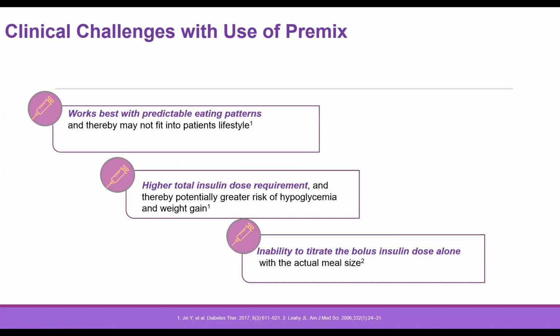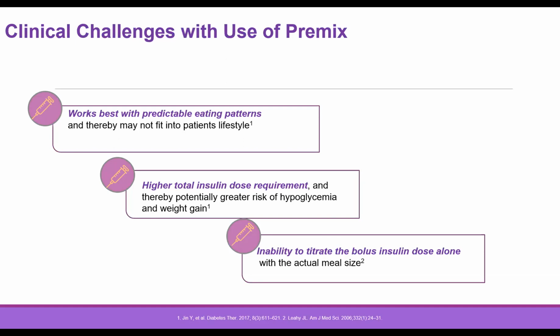Therefore, premixed insulin works best with a predictable eating pattern. The issue is, if you take the premixed insulin in the morning at 9 a.m., we expect that you should have lunch at 12:30 or 1 p.m. Unless the lifestyle is fixed and the eating pattern is predictable, premixed insulin will not work, and there will be a possibility of hypoglycemic and hyperglycemic episodes.